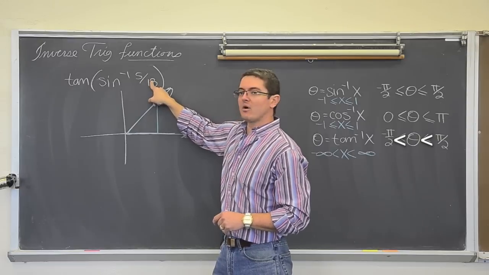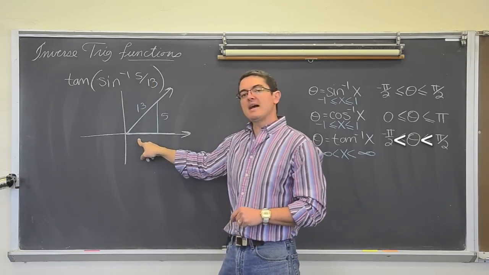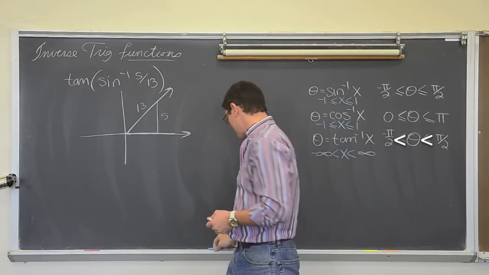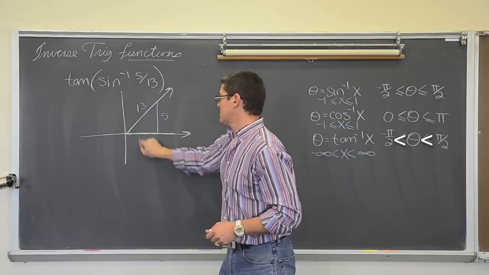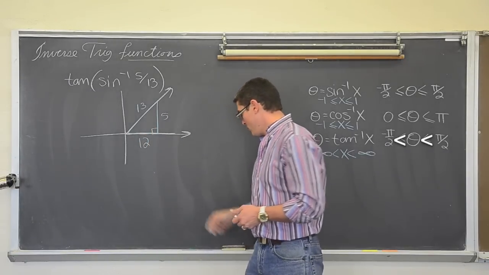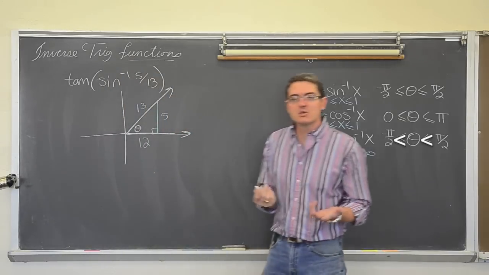We draw a reference triangle. Sine is y over r, so it's going to be 5, 13. The Pythagorean theorem, a squared plus b squared equals c squared, will tell you that this third unknown side is going to be 12. You probably have to work that out with some of your questions. And once you get your reference triangle set up, you're ready to set up any trig function you like.